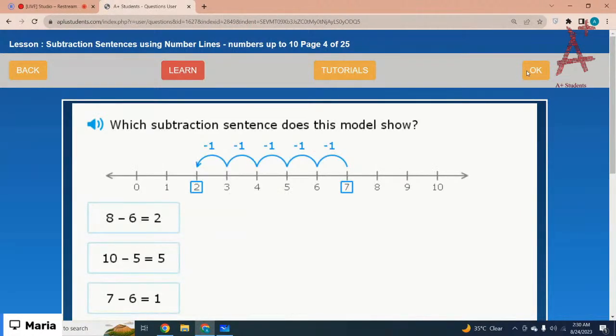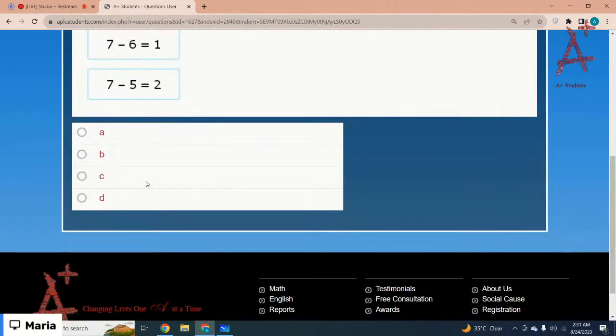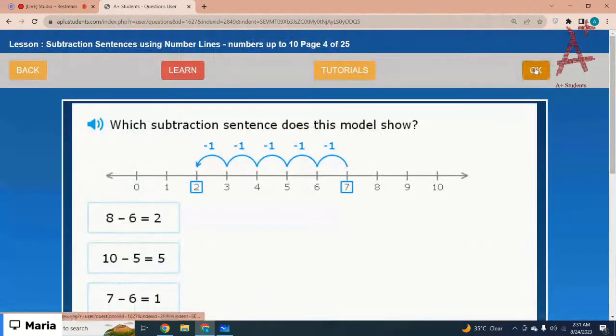Okay, the next one is, so you started with 7, you go back 1, 2, 3, 4, 5 times, and you're left with 2. That means 7 take away 5 equals 2. The correct option is option number D. 7 take away 5 equals 2.